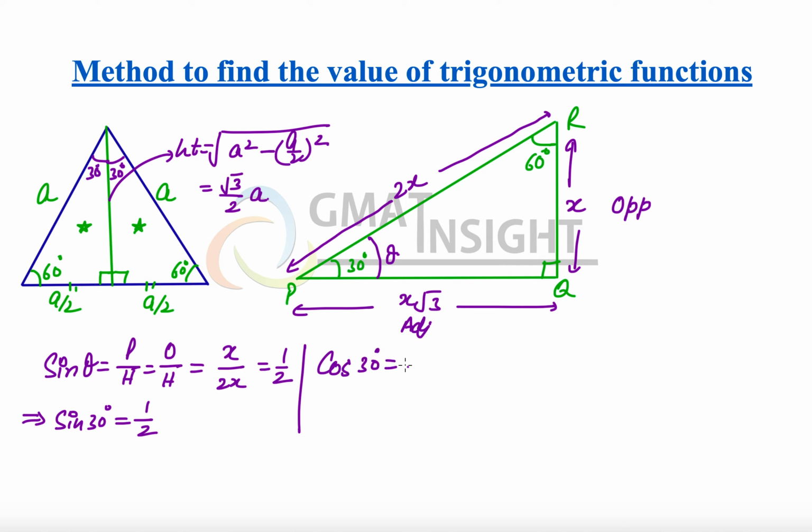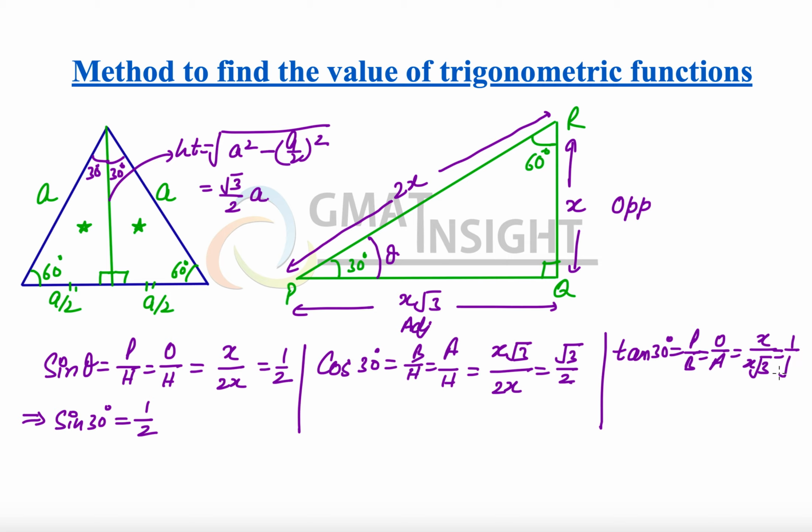Similarly, we can find tan 30 degrees as well. Because tan theta is equal to perpendicular over base, or opposite over adjacent, we can calculate it once again: the opposite is x, the adjacent is x√3, so it becomes 1 over √3. Now we can also verify that sine 30 over cos 30 should be equal to tan 30, so 1/2 divided by √3/2 becomes 1 over √3, so that way also we can verify.